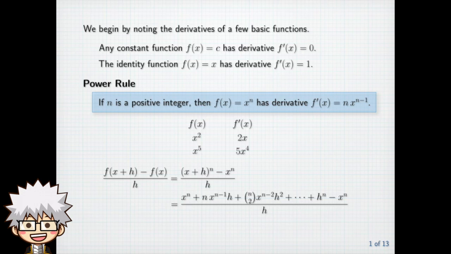And so we can divide h into each of those terms, and the first term we have is n times x to the n minus 1, and all of the other terms still involve at least one factor of h. Therefore, as h goes to 0, we are left with only the first term, n times x to the n minus 1.